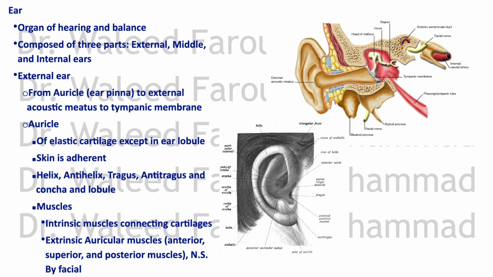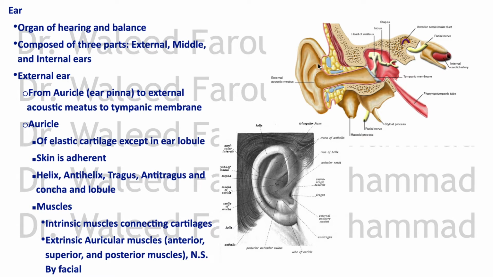It is divided into the external ear, middle ear, and internal ear. External, middle, and internal. Okay? The external ear extends from the ear pinna or the auricle medially until you hit the tympanic membrane, through the external acoustic meatus. So this is the external ear.